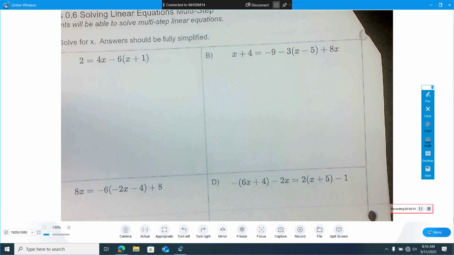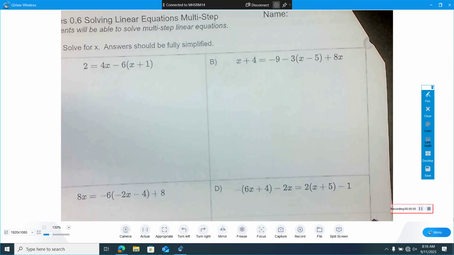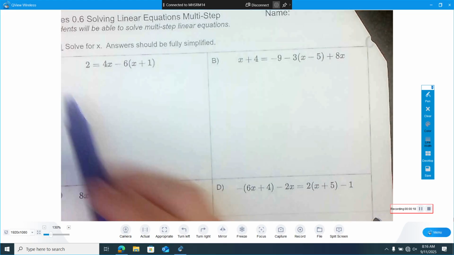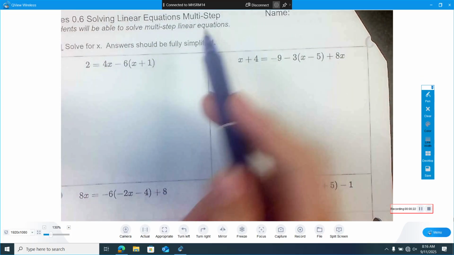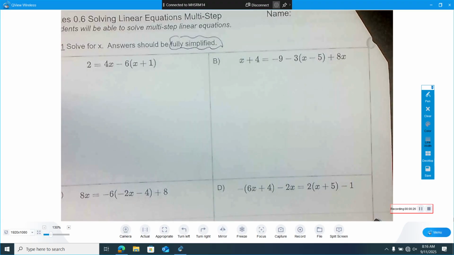Last day here, solving multi-step linear equations. We have lots of distributing, lots of combining like terms, but it's all good here. So let's go ahead and look at letter A. We want to solve for the variable, in this case it's x, and make sure our answers are fully simplified. Fractions are fantastic. We love those.